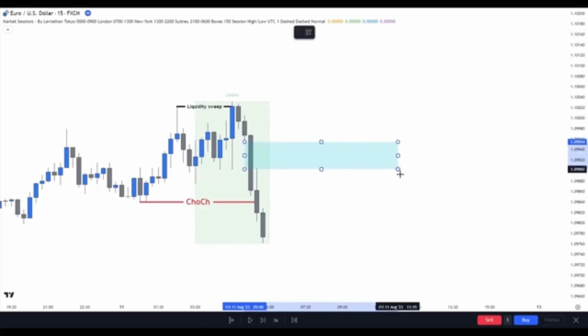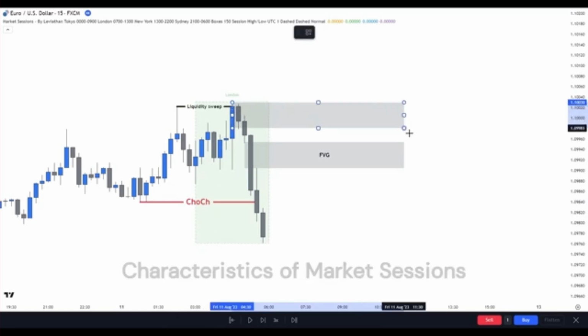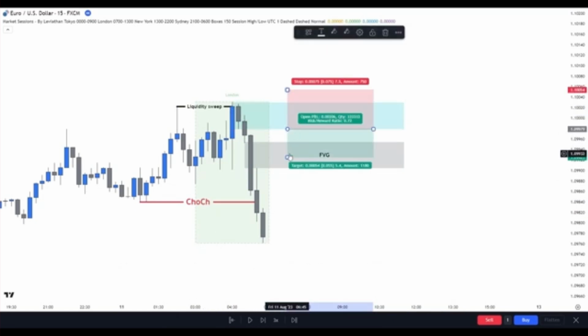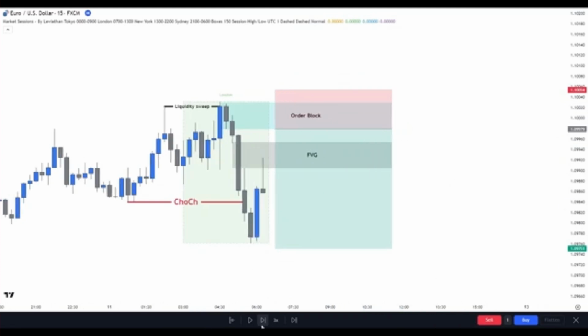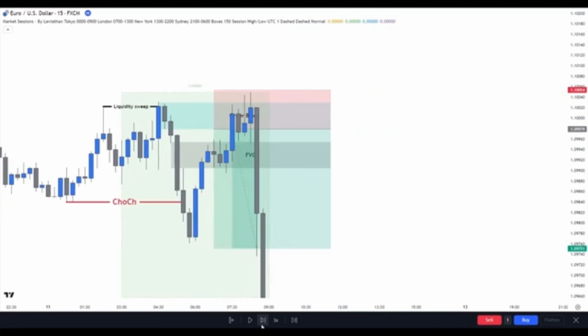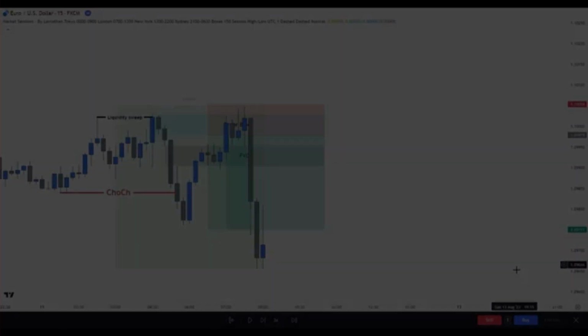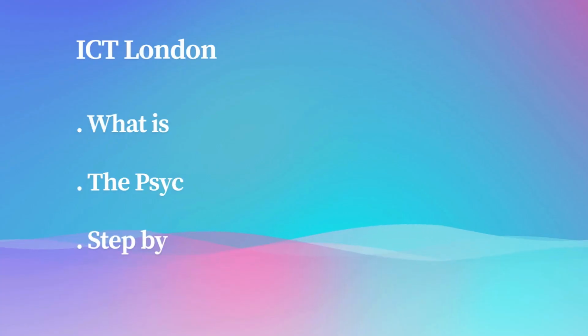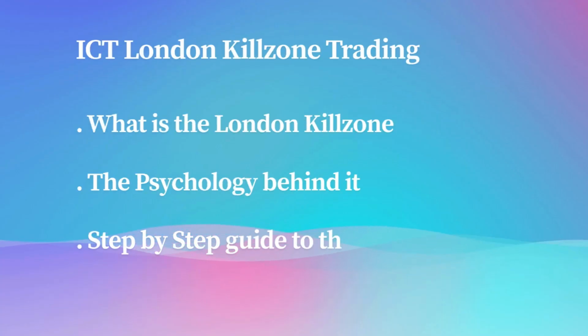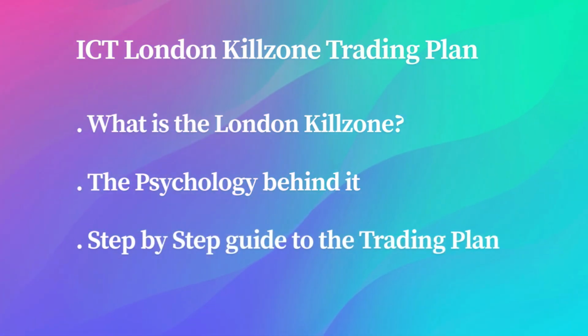If you're not familiar with the characteristics of market sessions and are simply executing trades at random times throughout the day, you are missing an important aspect of trading: the timing. In this video, we're going to share a powerful trading plan we have developed using the concepts of ICT killzones. We will explain what the London Killzone is and how to use this knowledge to your advantage.